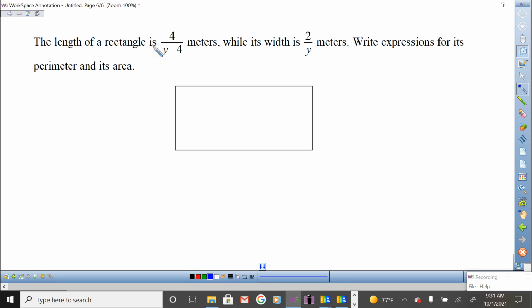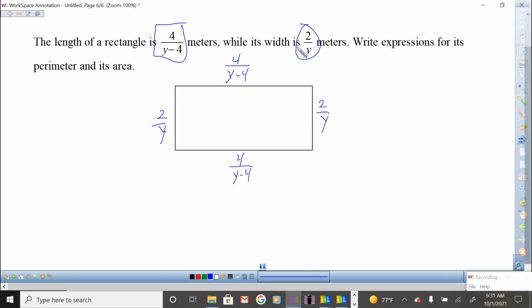Alright, it says the length of the rectangle is this. Alright, so let me label that. The length, 4 over y minus 4. Okay? The width is that. So 2 over y, 2 over y. In meters. We'll add that at the end not to get confused with more variables on there. Alright, but then it says, what expression for the perimeter?